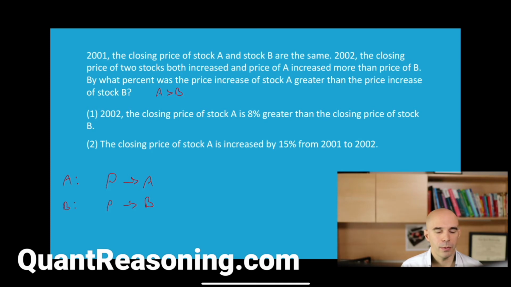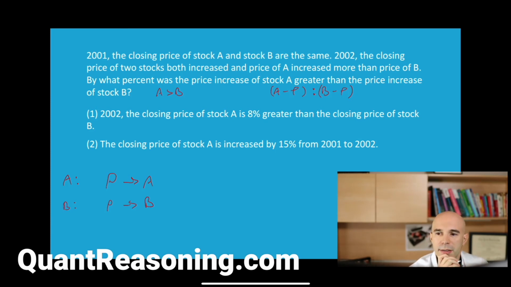Sure. What is this question asking? By what percent was the price increase of A? What was the price increase of A? That would be A minus P. That's what the increase was for stock A. By what percent was that greater than the price increase for stock B? What's the price increase for stock B? B minus P.